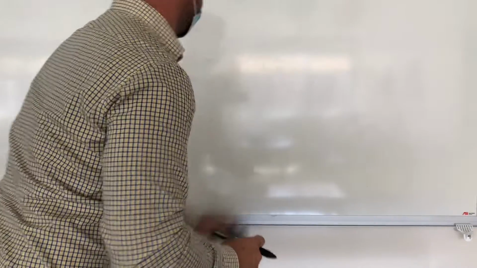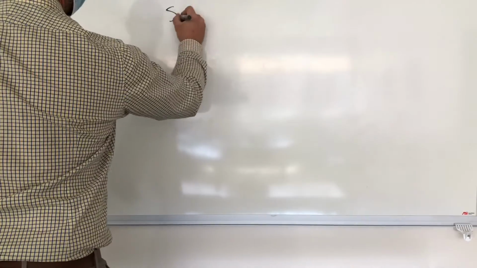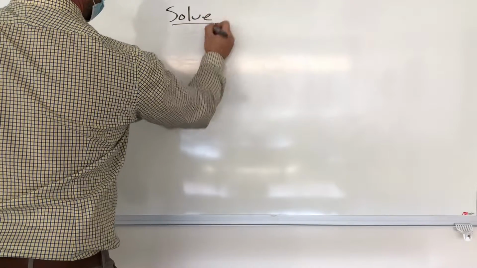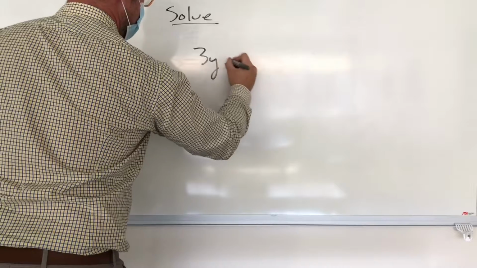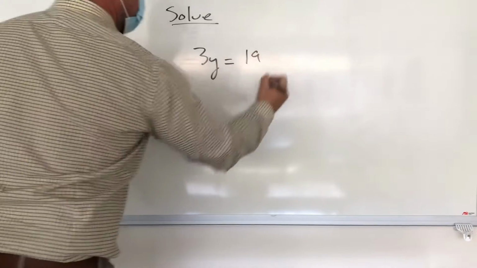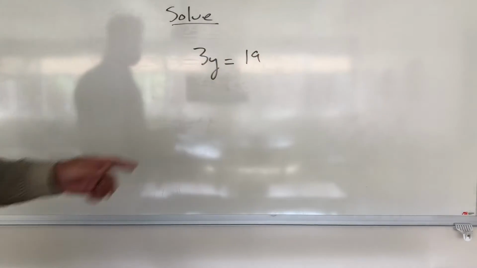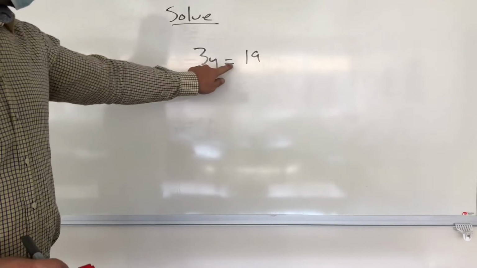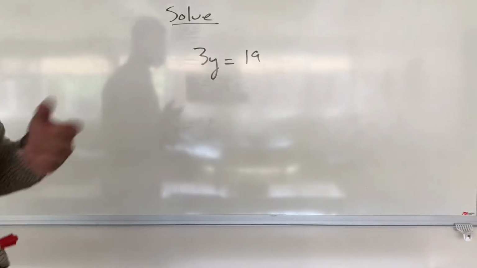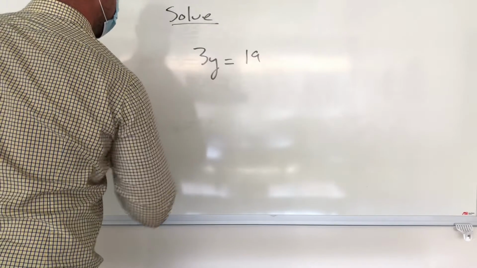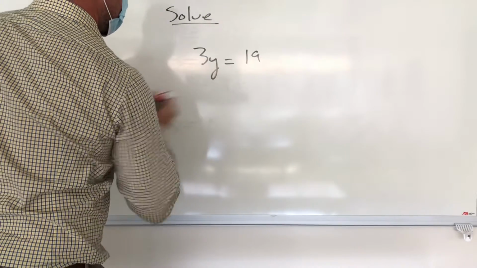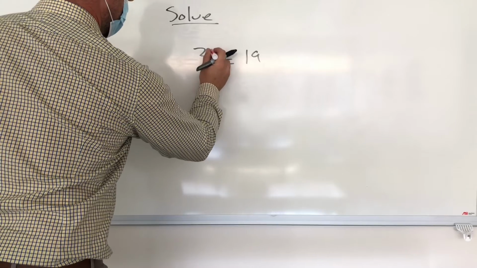Take a look at one more. So the question or the command that we would be given would just be solve. And let's consider solving 3y equals 19. So this says I've got 3 times y, and that's equal to 19. So to solve it, I just need to get rid of whatever's with the y. It looks like I have this 3, and it's with the y by multiplication.